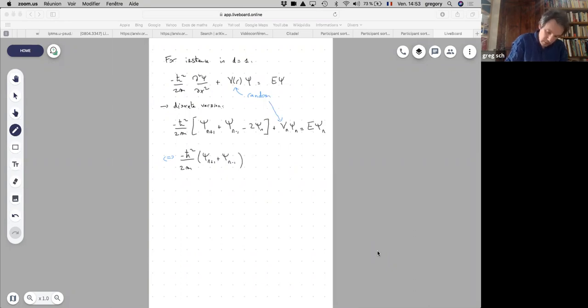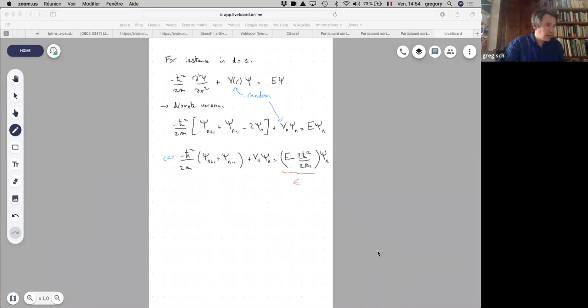Okay, so that's what we typically have. And here what you get is simply E minus 2 h bar square divided by 2m times psi n. And what I want to say is that this guy is just a kind of renormalized energy, right? It's just a global shift of the energies. So let me just call it epsilon, okay?